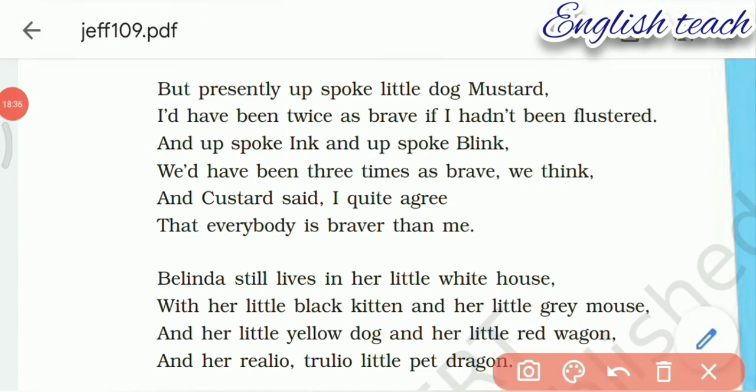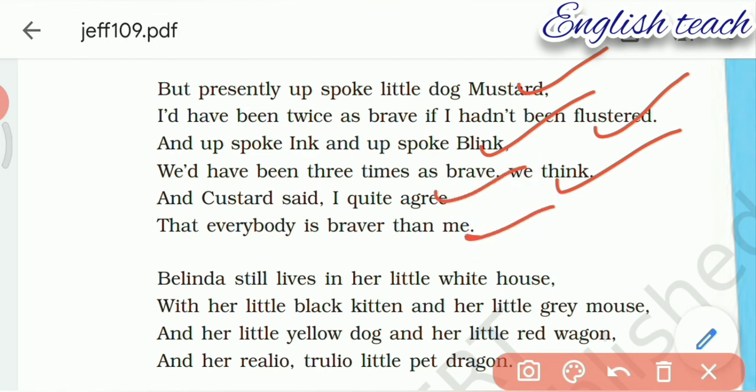13th paragraph. But presently up spoke little dog Mustard. I would have been twice as brave if I hadn't been flustered. And up spoke Ink and up spoke Blink. We would have been 3 times as brave, we think. And Custard said, I quite agree that everybody is braver than me.